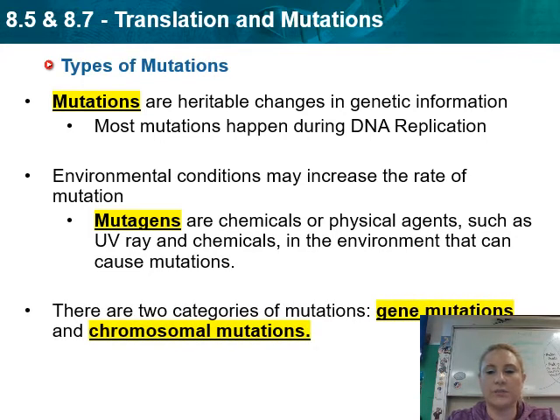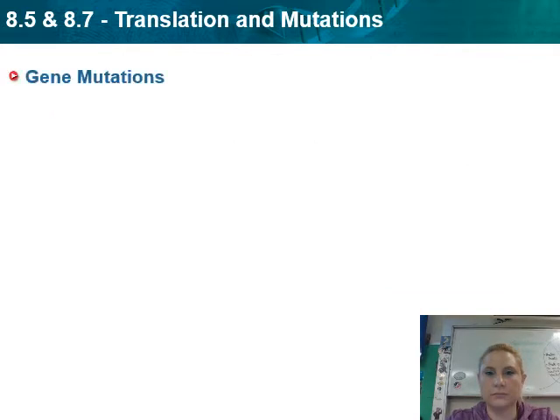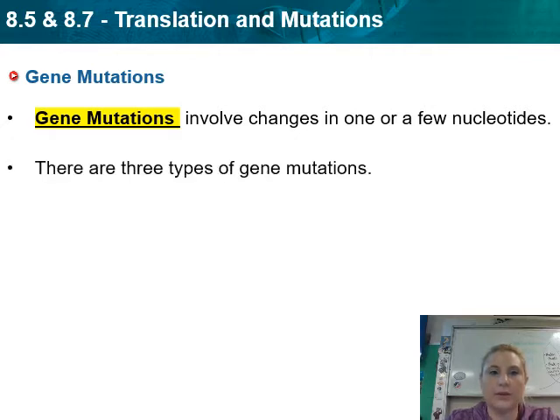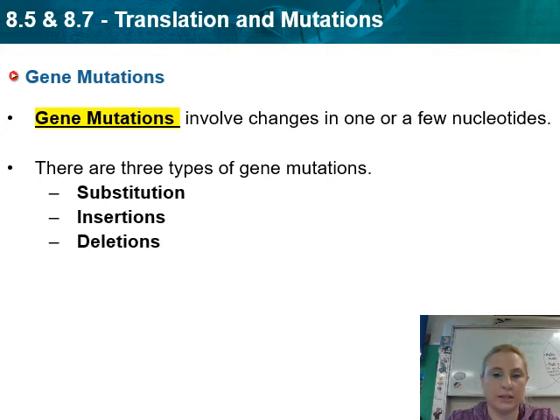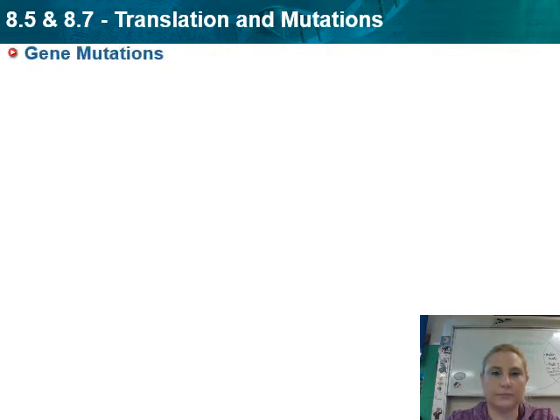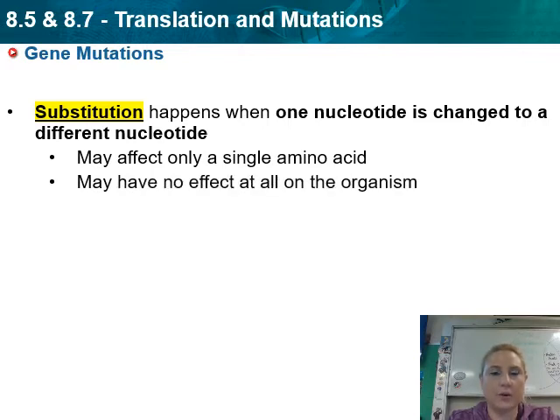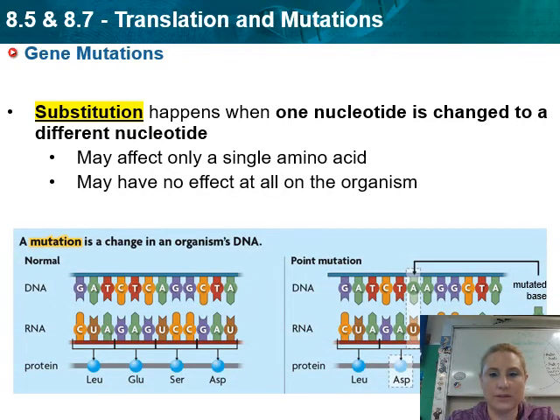We have 2 categories of mutations we're going to talk about: gene mutations and chromosome mutations. First we're going to talk about gene mutations. Gene mutations involve changes in one or a few nucleotides. There are 3 types of gene mutations we're going to talk about: substitutions, insertions, and deletions. Substitution happens when one nucleotide is changed into a different nucleotide. It may affect only a single amino acid and may have no effect at all on the organism.